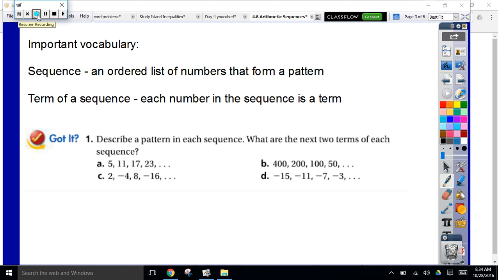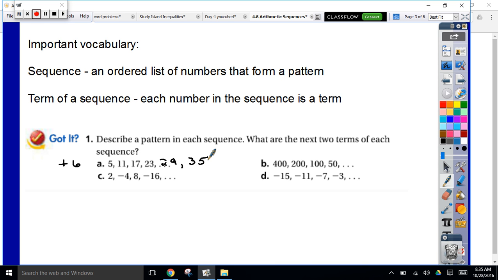Okay, letter A. Zoe, what pattern is going on there? How would you just describe that? Adding 6. Good. So our pattern is adding 6. What would the next 2 terms of that sequence be? 29. Good. 29 and 35.